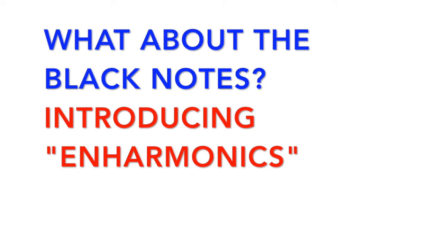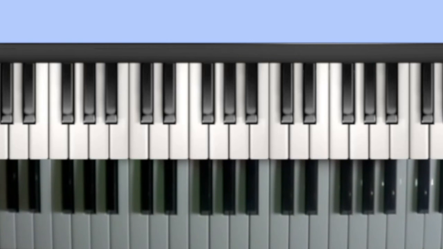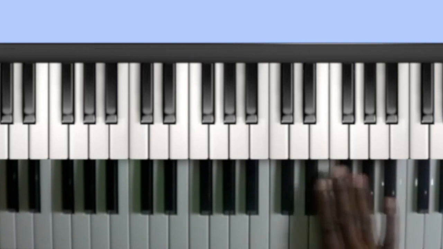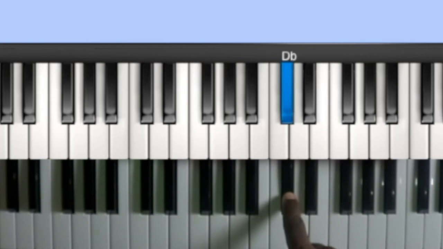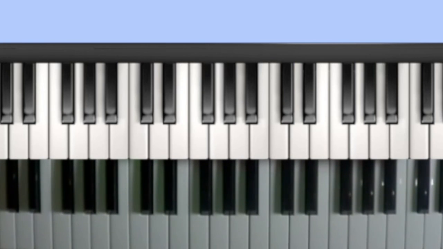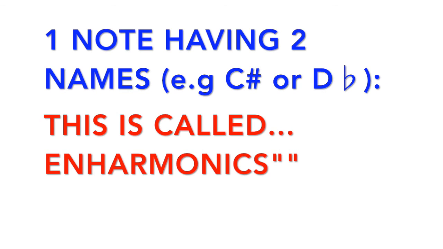Okay, so what about the black notes, you may ask? Introducing enharmonics. Now the interesting thing is, what happens with the black notes? Now you might remember in one of the videos you would have heard me say C sharp, and in another video you heard me say D flat. How is it that the same note has both C sharp and D flat? Let's take a closer look at this. One note having 2 names, for example C sharp or D flat.